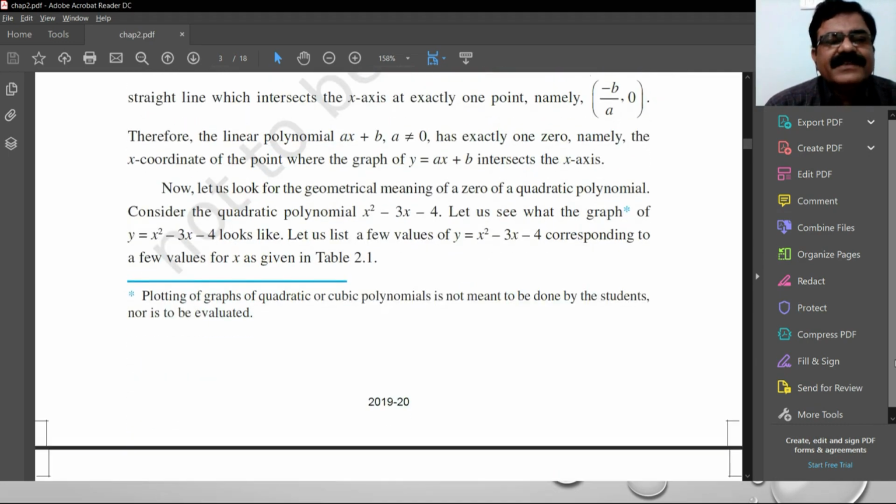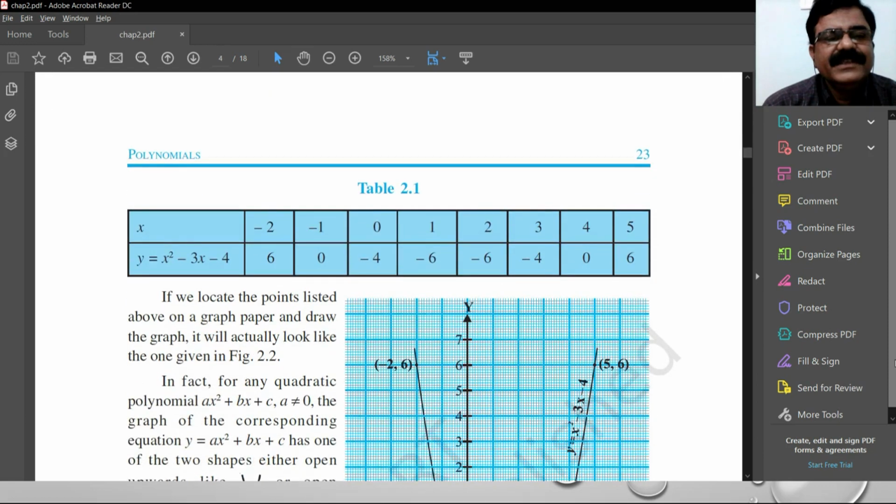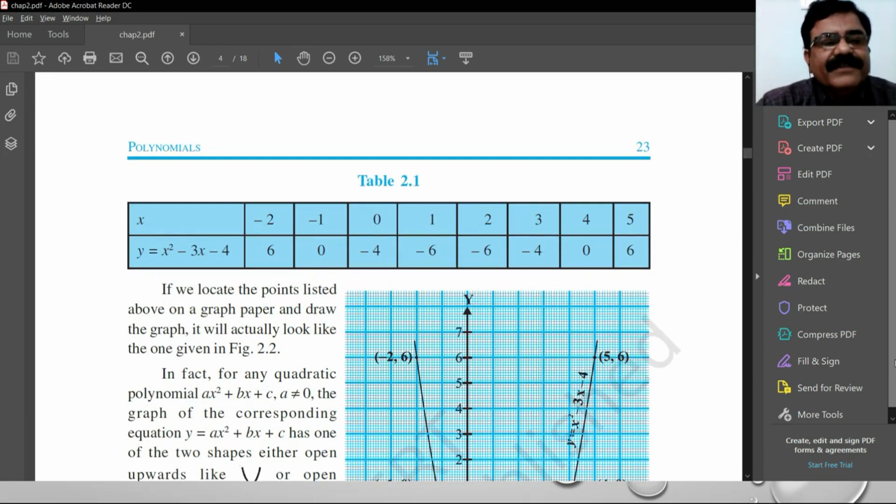Now, let us look for the geometrical meaning of a zero of a quadratic polynomial. Consider the quadratic polynomial x^2 - 3x - 4. Let us see what the graph of y = x^2 - 3x - 4 looks like. Let us first list a few values of y = x^2 - 3x - 4 corresponding to a few values of x in the given table. You can see the table of the different values of x, and the resultant y = x^2 - 3x - 4 has also been written here.